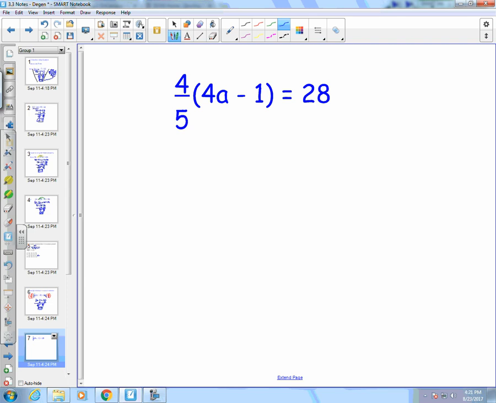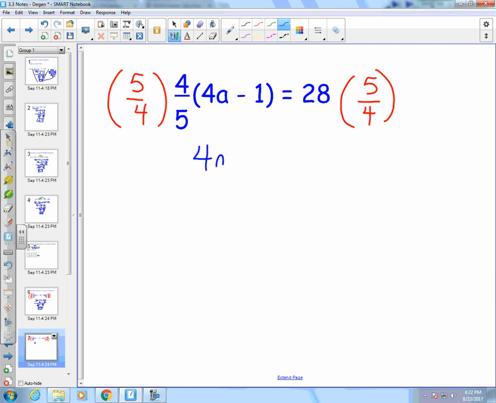If you would like to try one by yourself, pause the video right now and try this one. We will start multiplying by 5/4 on both sides so that we can get rid of the fraction that's there. If I were to distribute that fraction inside, I'd just create some more fractions along the way. So it's best if we just multiply by the reciprocal.